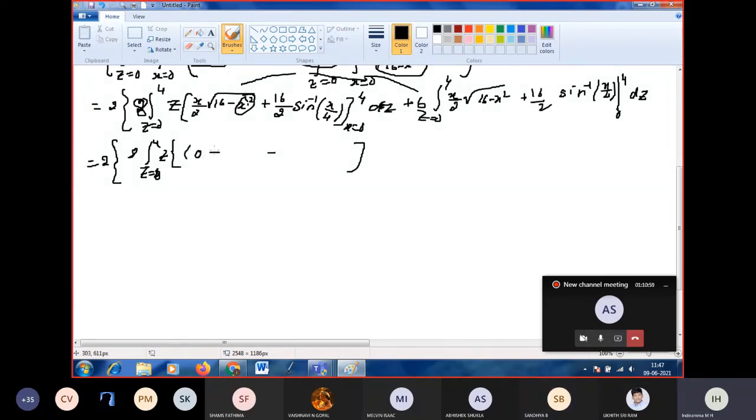So if you put x equal to 4, what is 4 by 4? 1. What is sin inverse 1? pi by 2, 90 degrees. 8 into pi by 2, 2 eights are 16, we got 8 into pi by 2. Correct? Is it right? Next come to the lower limit.